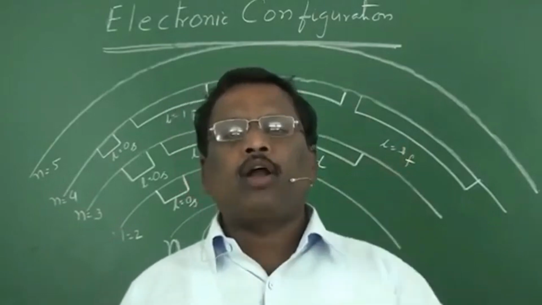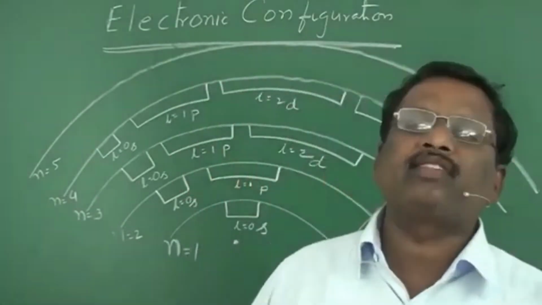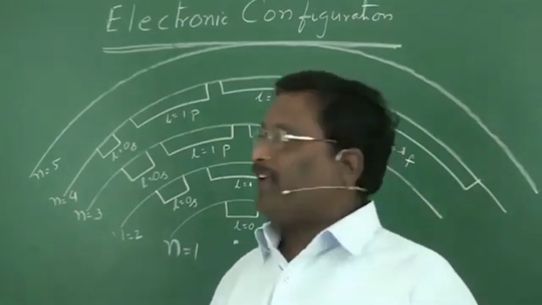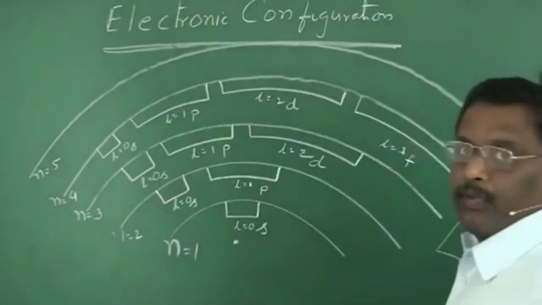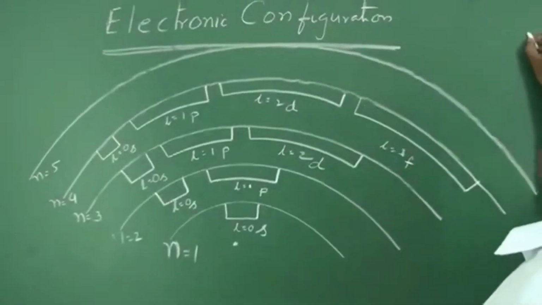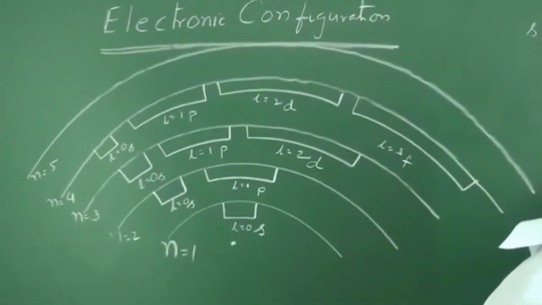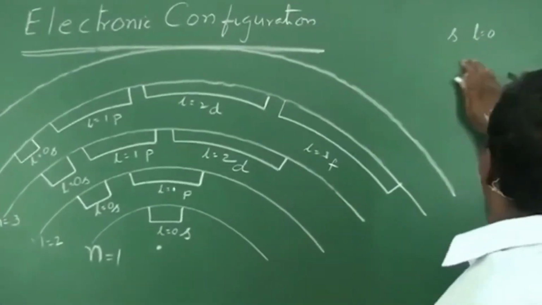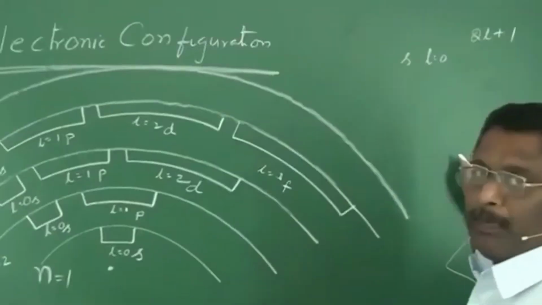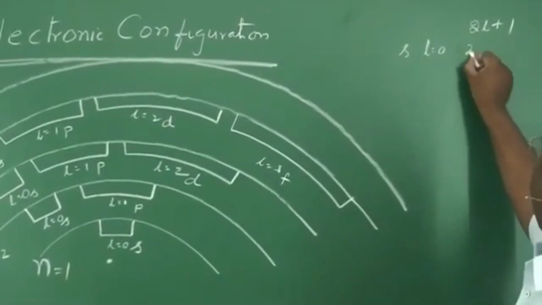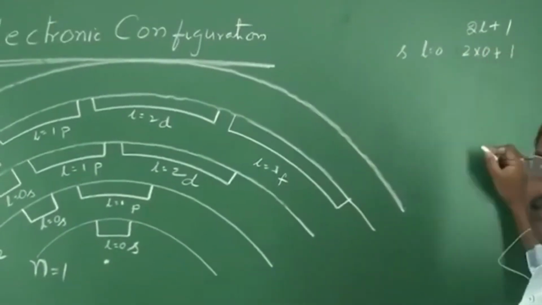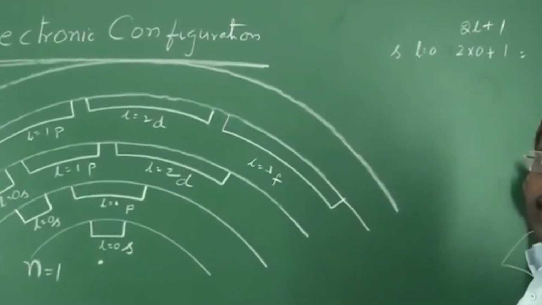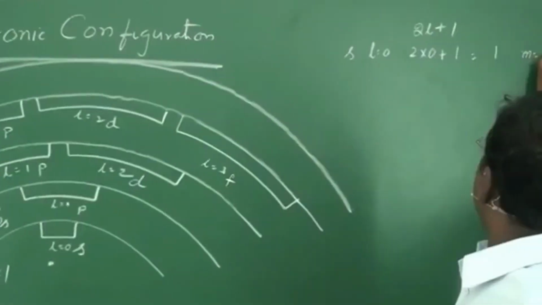So the number of orbitals present in a given sub-energy level depends upon its 2l plus 1 value. For example, the s sub-energy level. For the s sub-energy level, l is equal to 0. So the number of orbitals present here is 2l plus 1, that is, 2 into 0 plus 1, which is only one orbital. Its value is denoted with m, and m is equal to 0.